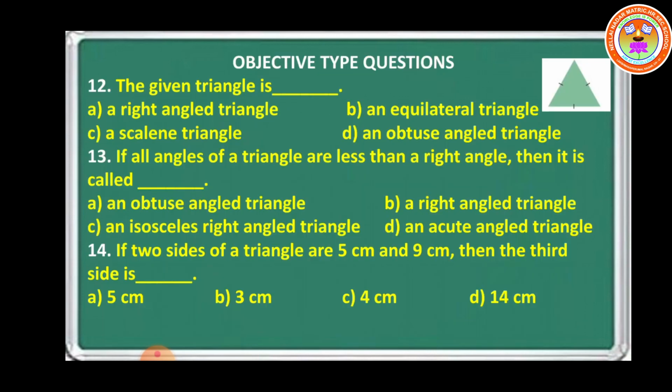Objective type questions. See the 12th question, the given triangle is, see the triangle, all the sides are equal, therefore it is an equilateral triangle. See the 13th one, if all angles of a triangle are less than a right angle, less than a right angle means less than 90 degrees, therefore it is an acute angle triangle. 14th one, if two sides of a triangle are 5 cm and 9 cm, then the third side is, what is possible? 5 cm only. Then only we will check whether the triangle inequality is satisfied or not.